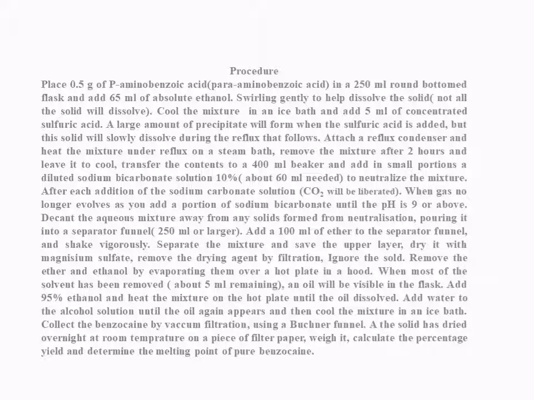Collect the benzocaine by vacuum filtration using a Buchner funnel. Let the solid dry overnight at room temperature on a piece of filter paper. Weigh it, calculate the percentage yield and determine the melting point of the pure benzocaine. You can do an IR or NMR test to ensure that the solid you obtained is the desired compound.